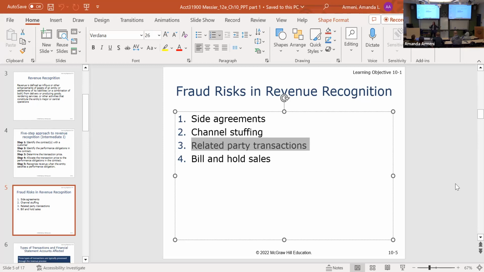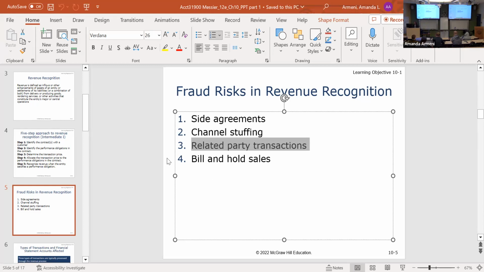Okay, so oftentimes side agreements go hand in hand with related parties. Again, what is our responsibility as the auditor? We would have to identify who the related parties are. So we would have to inquire of the client. We would inquire of the board of directors, specifically the audit committee, to get an understanding of any related parties that they may have in our current audit period.